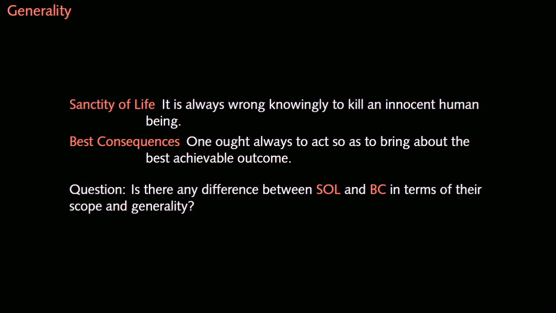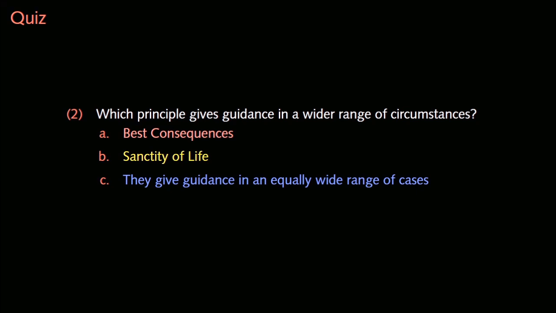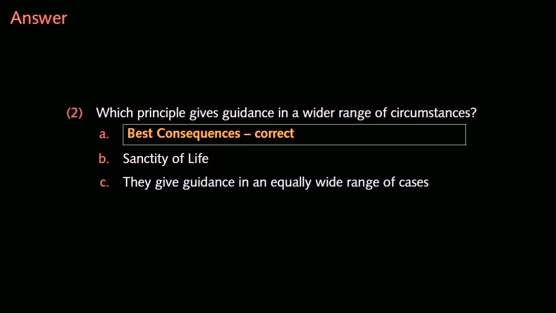Okay, so quick question then, just to clarify some of the issues we've raised in this discussion. Which principle gives guidance in a wider range of circumstances? Pretty straightforward, right? I'm claiming it is indeed the best consequences principle, because it seems to apply to everything you do. The guidance could be hard to work out because of the subjectivity of what makes something better or not, right? But at least it does seem to be offering guidance.